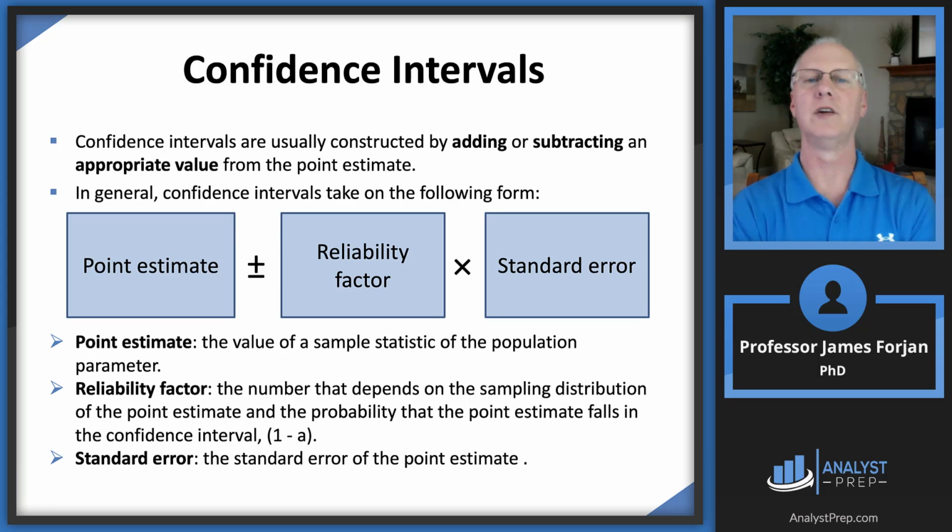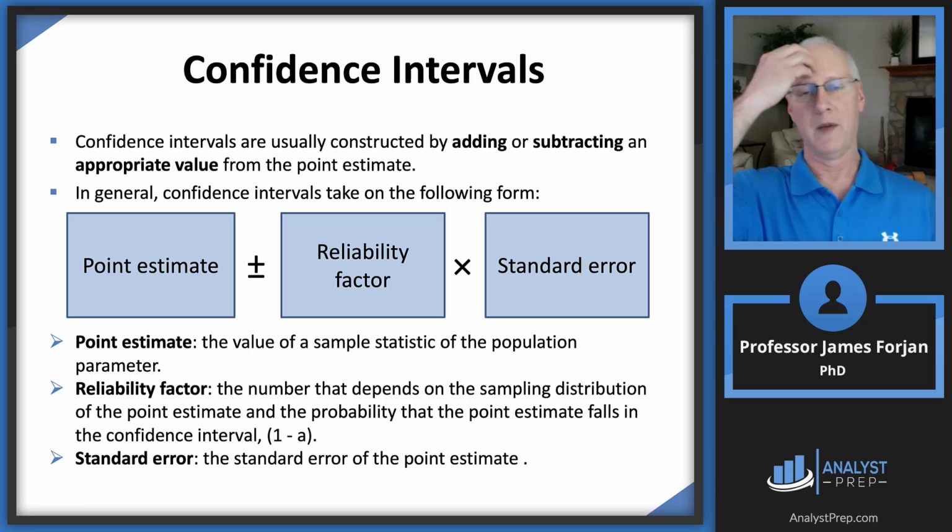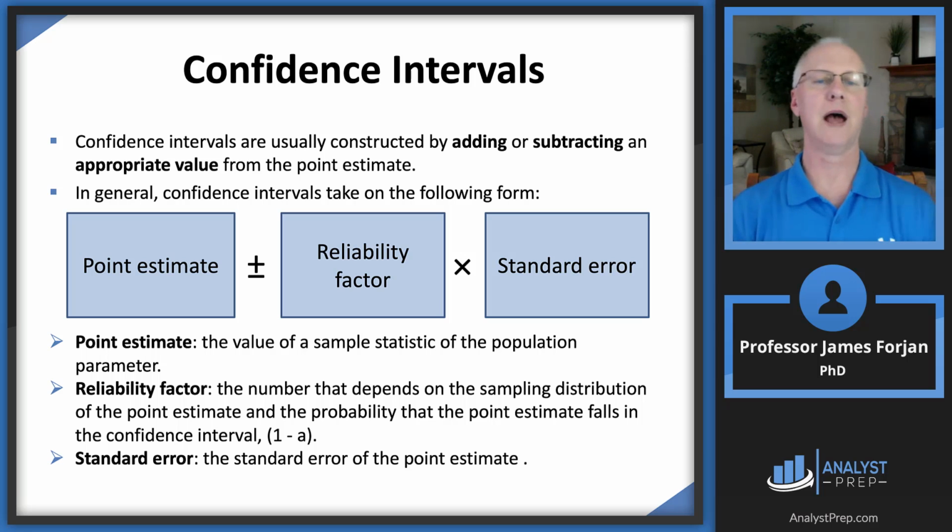All right, so here's a good general formula for a confidence interval. We start with the point estimate, and for a confidence interval for the mean, that's probably going to be the sample mean. And then we're going to do a plus or minus, because we're going to add to go this way and subtract to go that way. We're going to multiply the standard error, which we just talked about a few minutes ago, by the reliability factor, which of course has everything to do with the level of confidence.